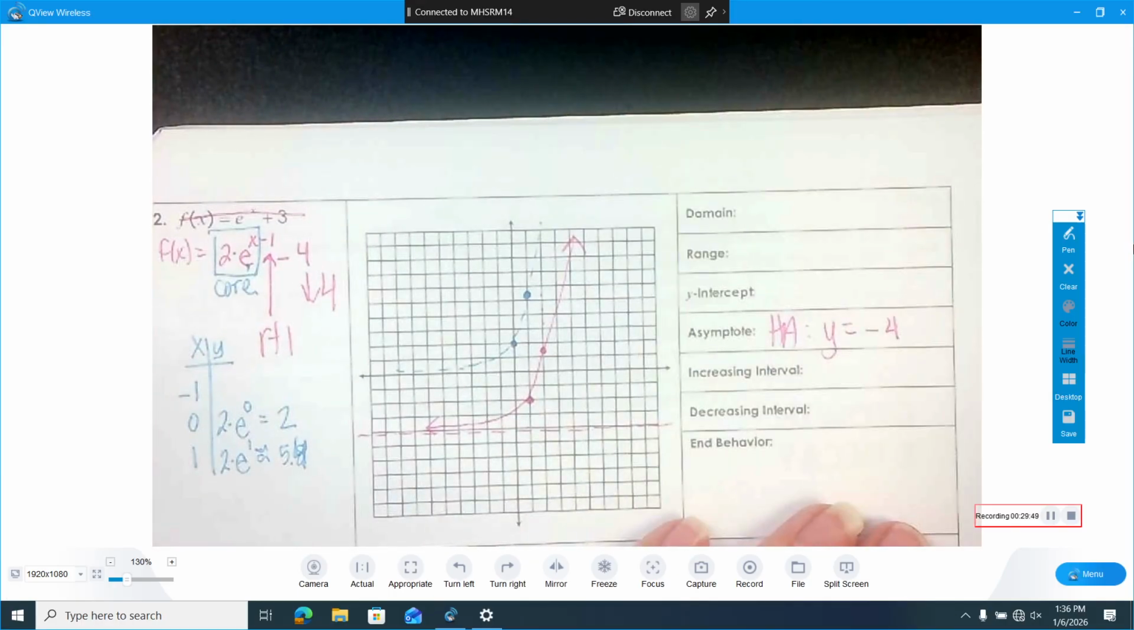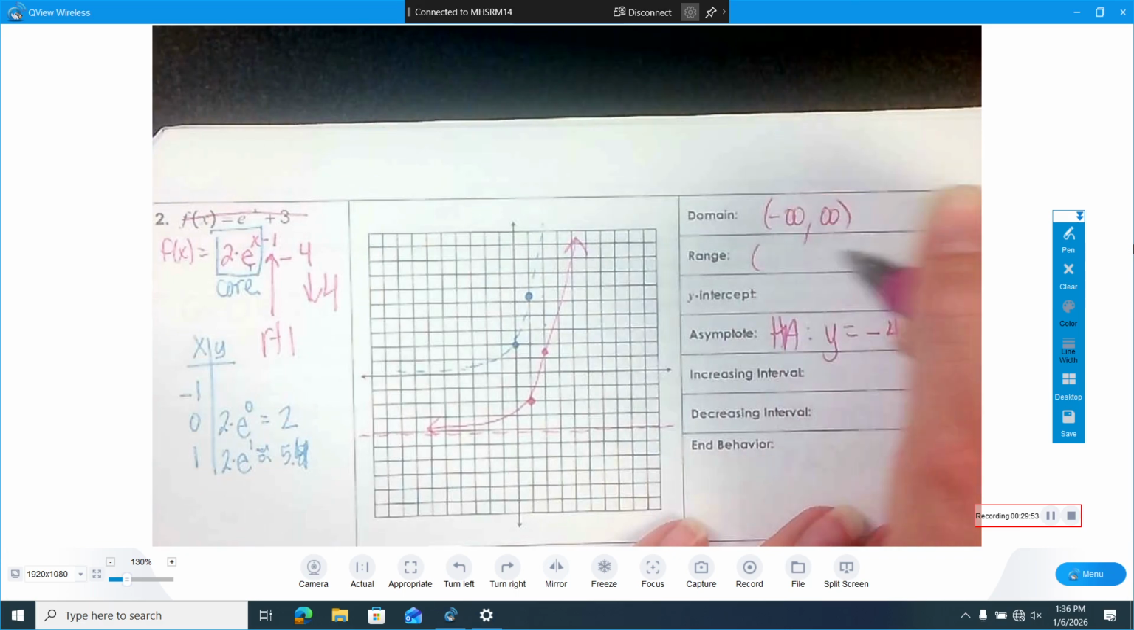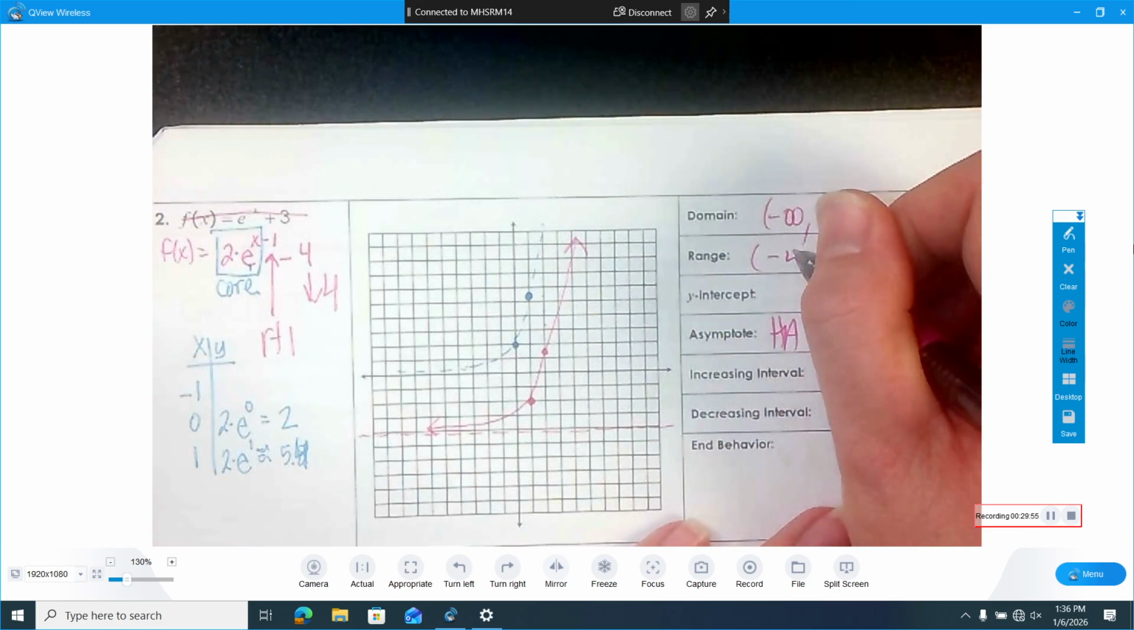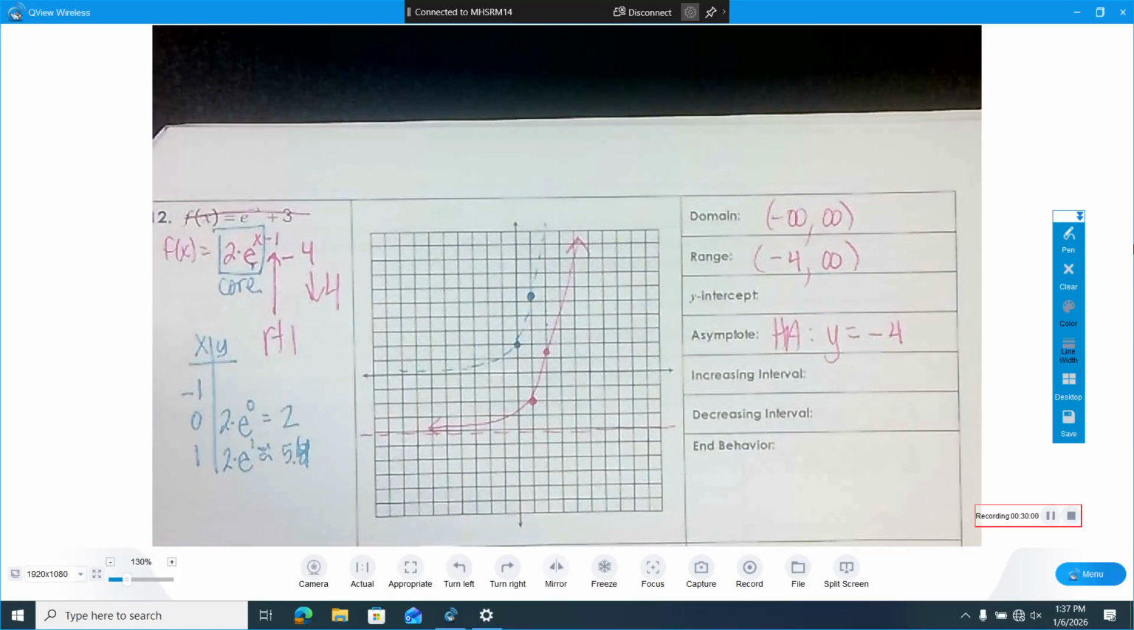All right, what's the domain? Negative infinity to positive infinity. And what's the range? -4 to positive infinity. Beautiful. Great.